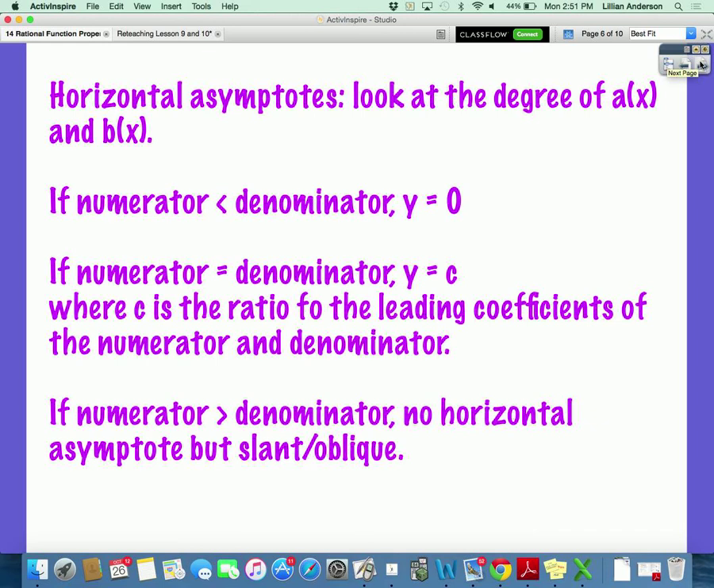Asymptotes. You look at the degree of a of x and b of x. You got to look at the degree. Okay, all of the functions we dealt with so far that have been rational, they've always been at 0. Okay, but now we're going to be dealing with ones that aren't 0. So you got to look at the degree. If the degree of the numerator is smaller than the degree of the denominator, y equals 0. That is your horizontal asymptote. It is going to be 0.